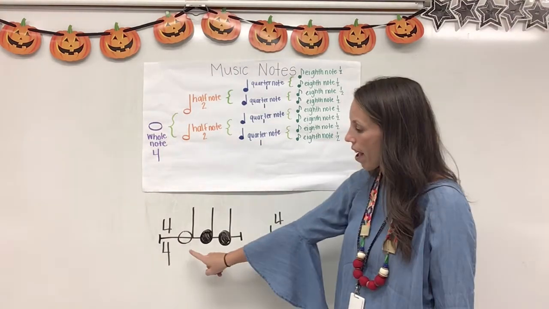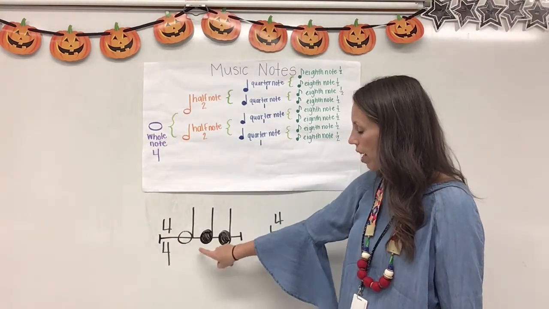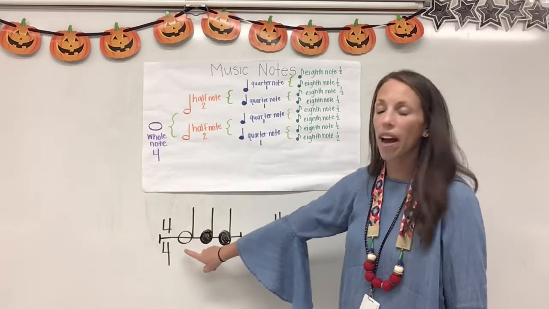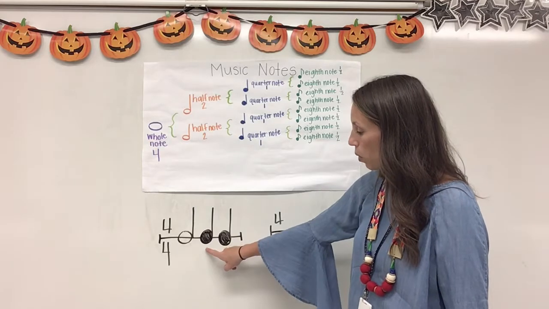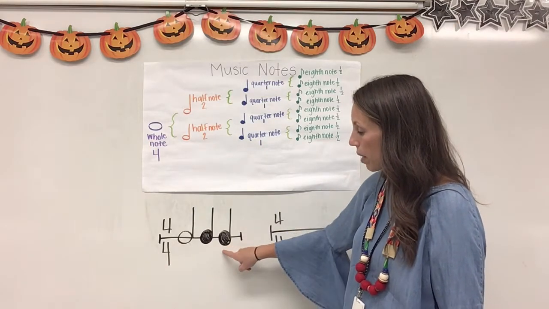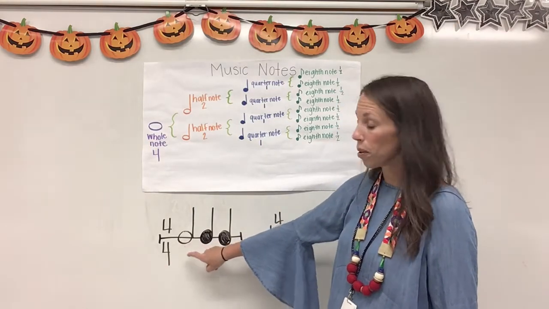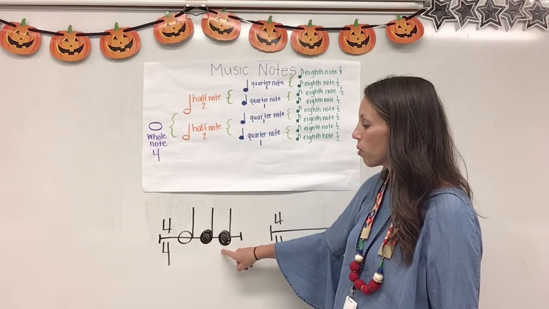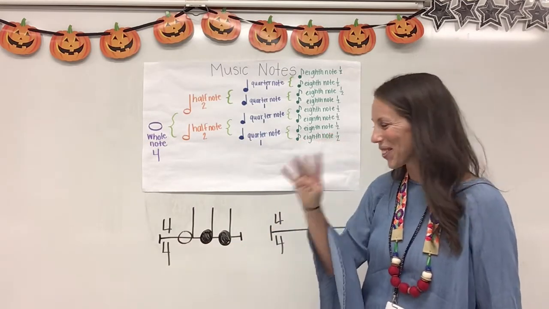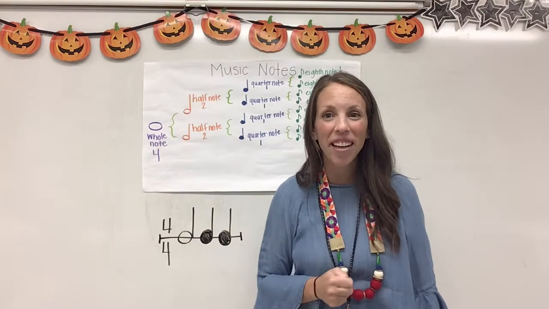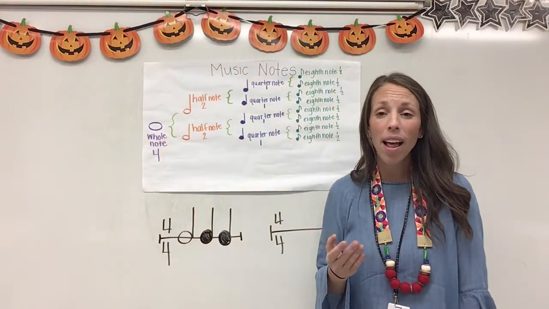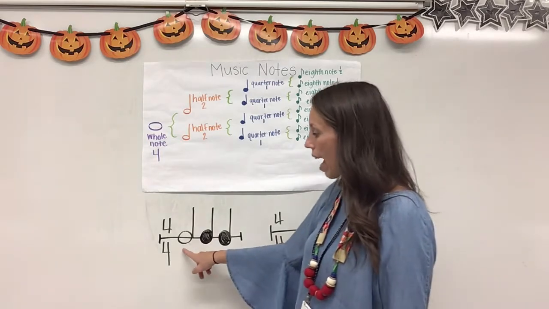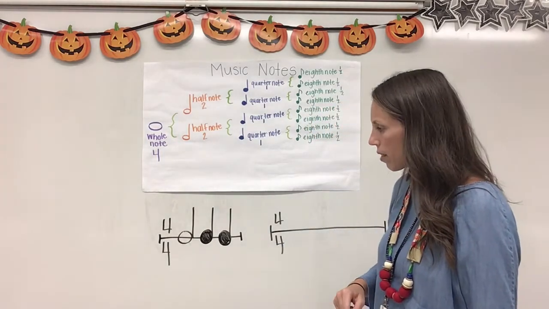So we have a half note and 2 quarter notes. We know a half note gets 2 beats and our quarter notes each get 1 beat. So 2 plus 1 plus 1 equals 4. And that's how we check ourselves. Great work.